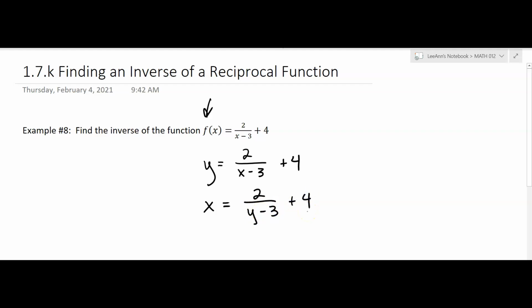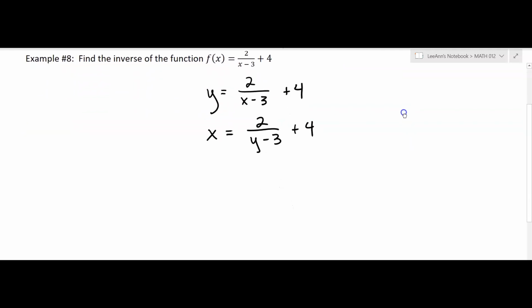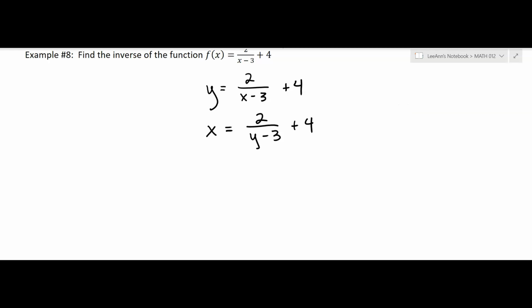And then we're going to have to get rid of that y out of the denominator. But first I'm going to go ahead and subtract the 4. So let's get x minus 4 equals 2 over y minus 3. Okay, let's go ahead and multiply both sides by y minus 3. So it's going to look like that.